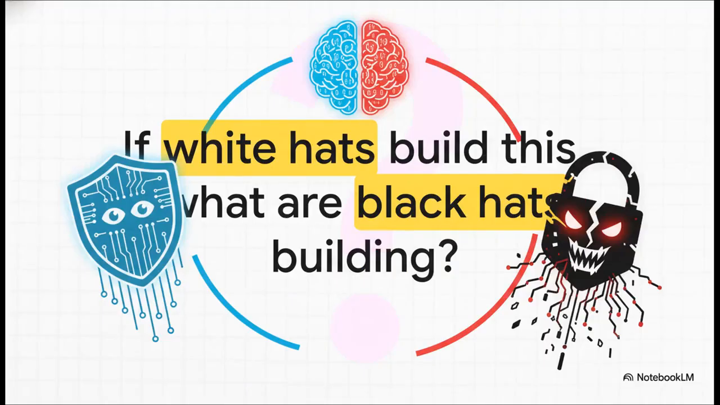Which leaves us with one final and kind of sobering thought. It's absolutely incredible that the white hats, the good guys, can build something this powerful out in the open for everyone to see. But it also forces you to ask a really tough question. If this is what they can build in the light, what are the black hats building in the shadows?